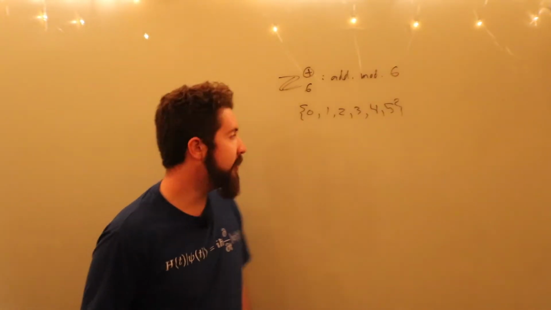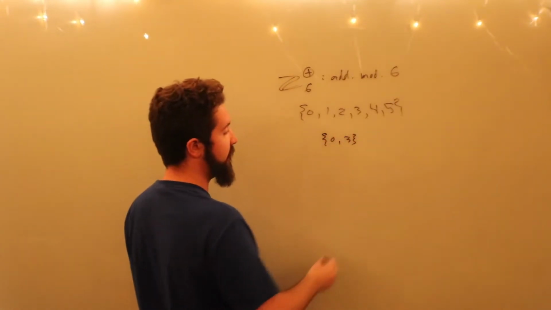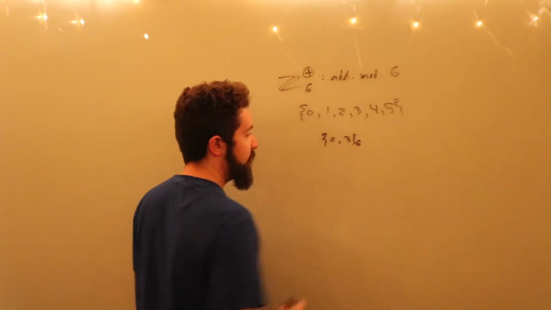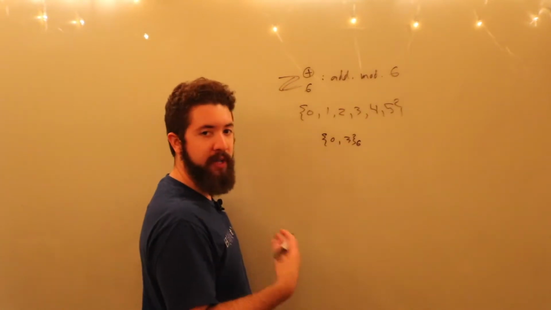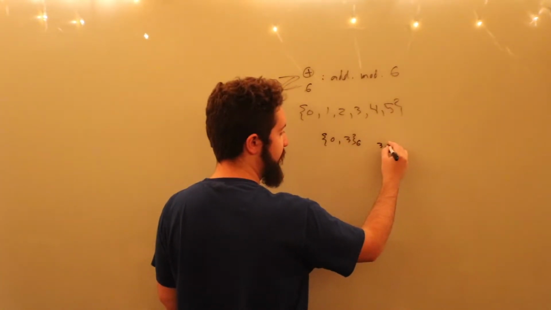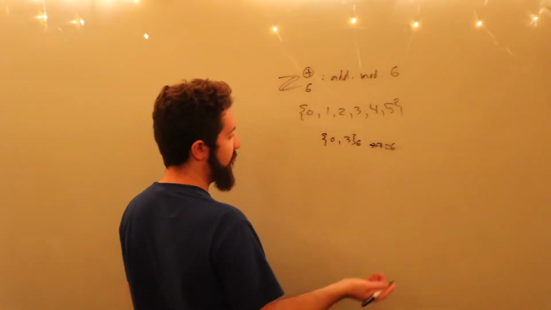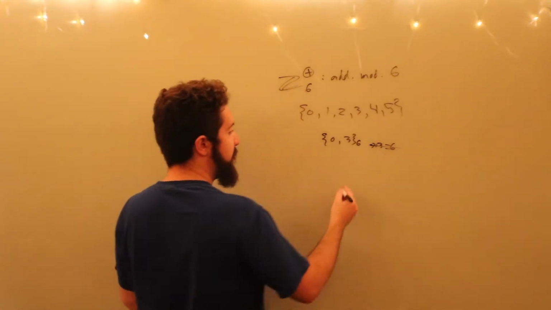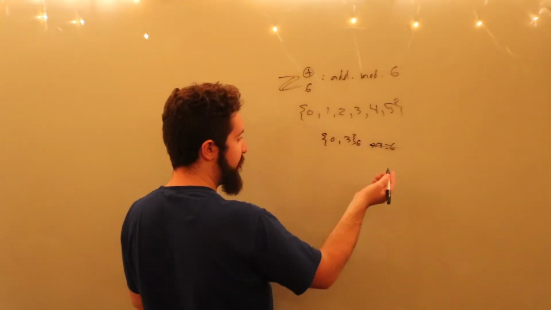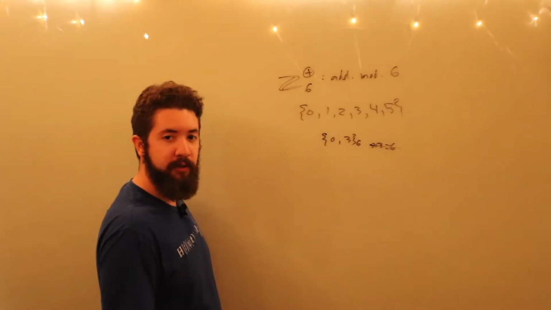All right, suppose we look at the subset 0, 3. And once again, this is going to be under addition modulo 6. Well, 3 here is its own inverse. 3 plus 3 is 6, which mod 6 is just 0. So it is its own inverse because 3 plus 3 here is 0, and 0 plus 0 is 0. 0 plus 3 is 3, 3 plus 0 is 3. So clearly this is closed and is its own group.